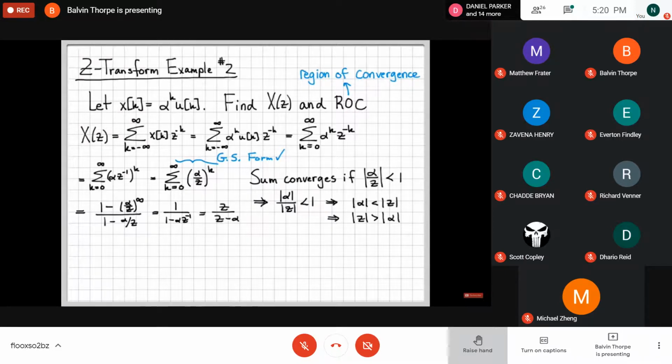If you wanted to, you can multiply top and bottom by z. So this would turn into z over z minus alpha. So whether you like this form or this form, they're totally equivalent, but sometimes different textbooks write the answer in either this form or this form.